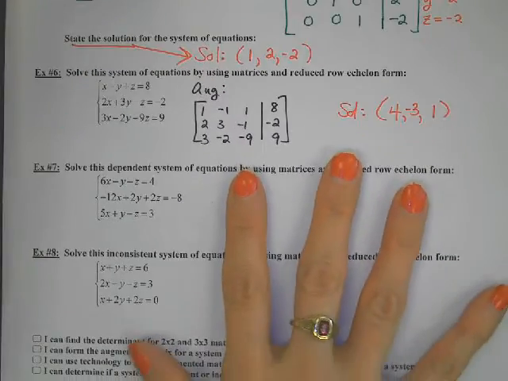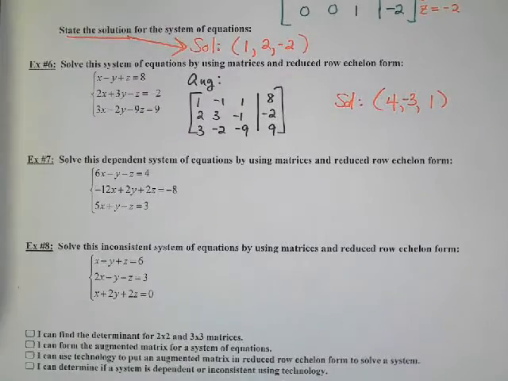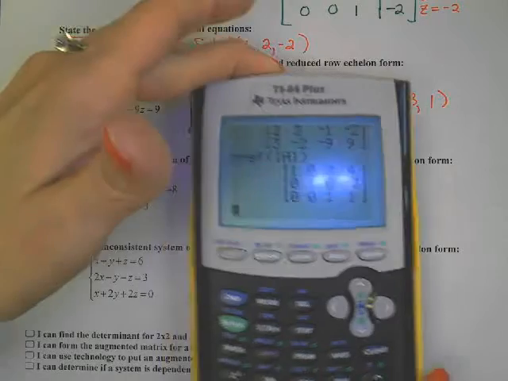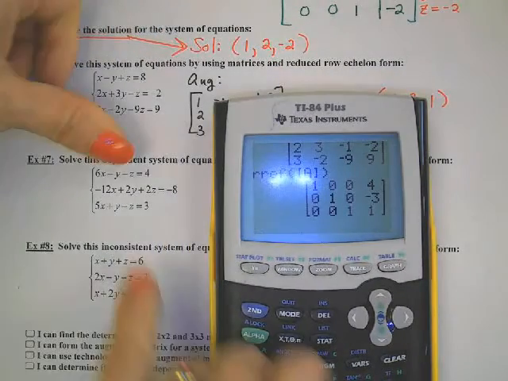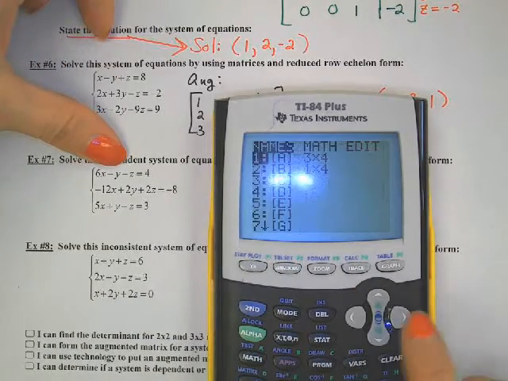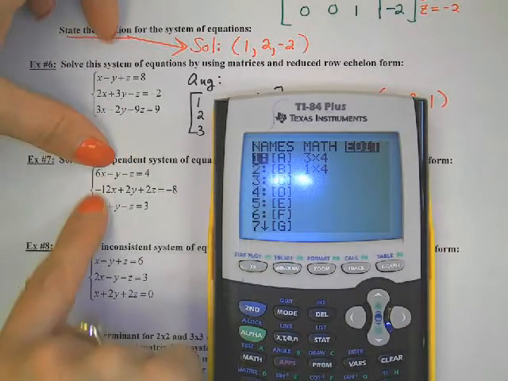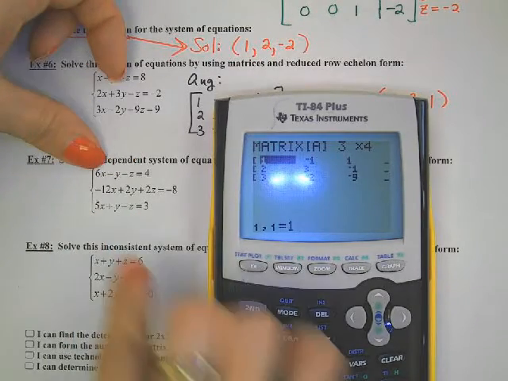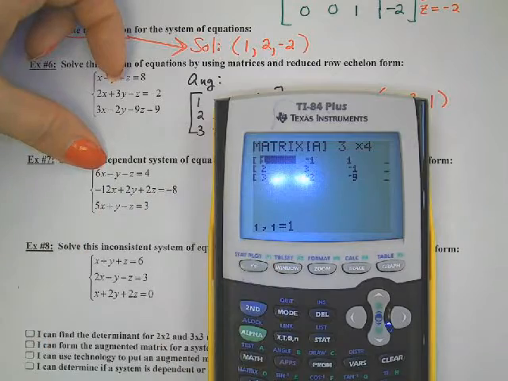Number 7, solve this dependent system of equations. Are you guys getting pretty good with the augmented matrix? Maybe we can just go straight into the calculator just by looking at this. That would save some time. So let's try that. We'll go into matrix, and I believe we need another 3 by 4. So matrix A, you're up again. And make sure the letters are in order.